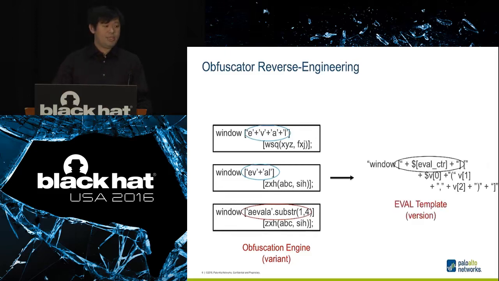Furthermore, these three lines of code can derive the same eval template: window, eval string, and the payload. The eval string is constructed by the obfuscation engine logic, and they are sharing the same template. So we say these three lines of code belong to the same obfuscator version.